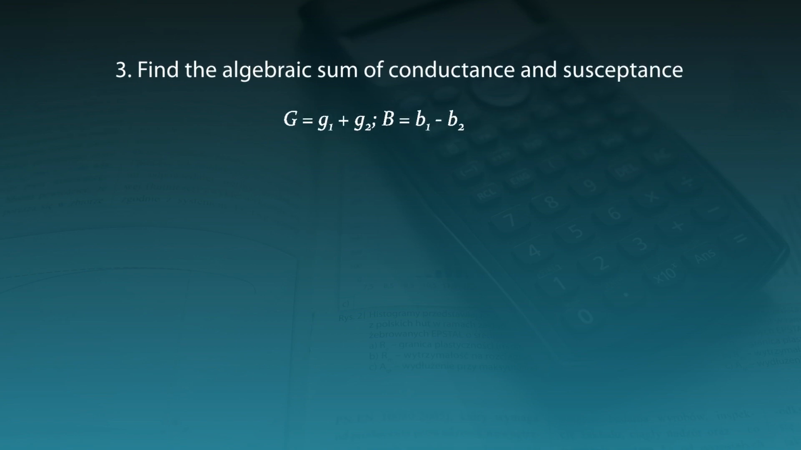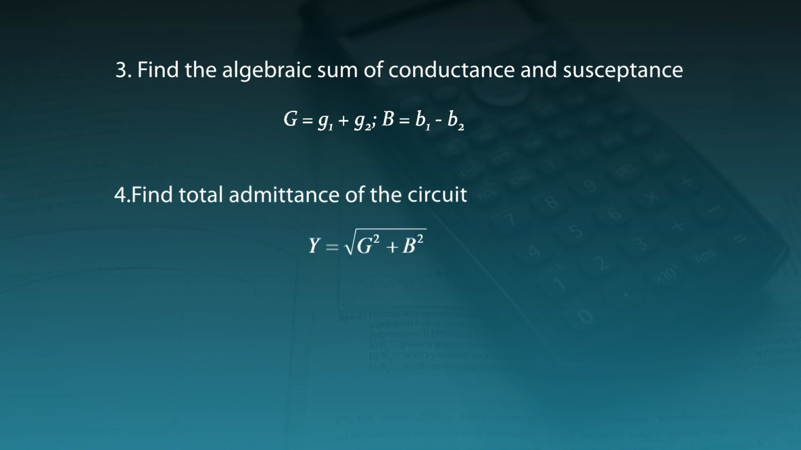Now you have to find the algebraic sum of conductance and susceptance. You have two conductances, G1 of branch 1 and G2 of branch 2. So the total conductance capital G can be written as G1 plus G2. Similarly, you can calculate the susceptance of the total circuit, denoted by capital B. It can be written as B1 minus B2. So you have calculated the total conductance and total susceptance. Now you have to find the total admittance of the circuit. The total admittance can be written as Y is equal to under root G square plus capital B square.